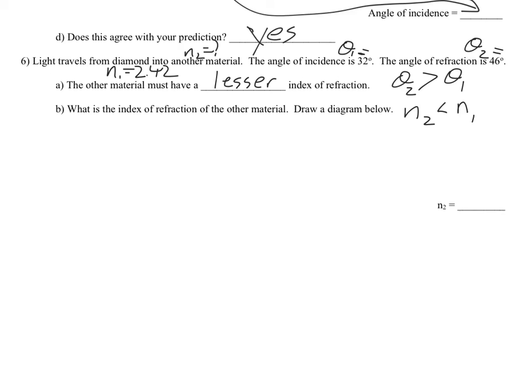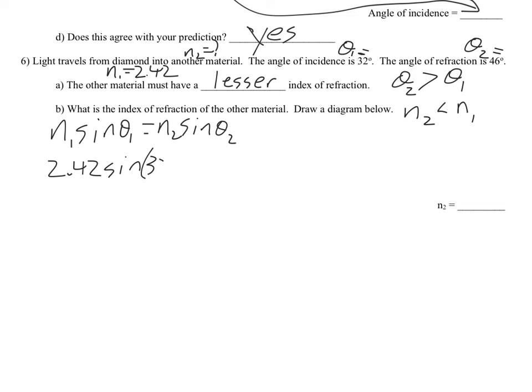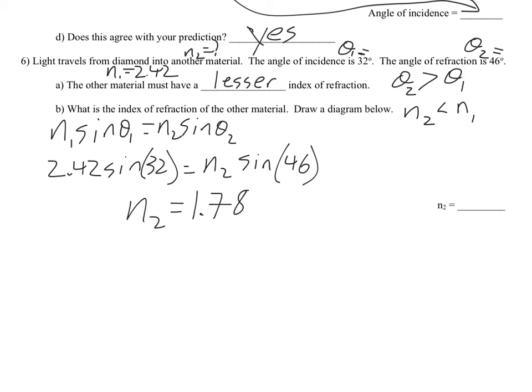So setting this up, N1 sine theta 1 equals N2 sine theta 2. So N1 is 2.42, sine of 32 degrees. N2 is our unknown, sine of theta 2, which is 46 degrees. I think N2 comes out to be about 1.78. Not checking that on my calculator though, but you can check my work. It should be pretty close to that if I remember correctly from class.